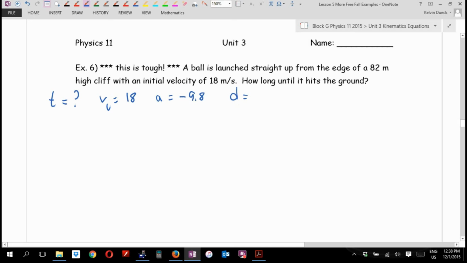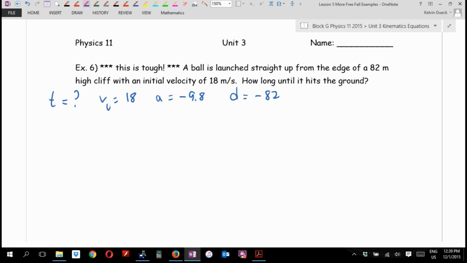Are we on a cliff? Yeah? Is the ball going to end up above or below from where it started? How could I tell the universe that it's ending up below? How do we show that? If you didn't catch that it's negative 82, you would get an error later on in your calculator. You'd find that you were trying to take the square root of a negative. The universe would be telling you, hey, wait a minute. You've told me that we're falling down, accelerating down. But somehow you're telling me we ended up above where we started? That's impossible.